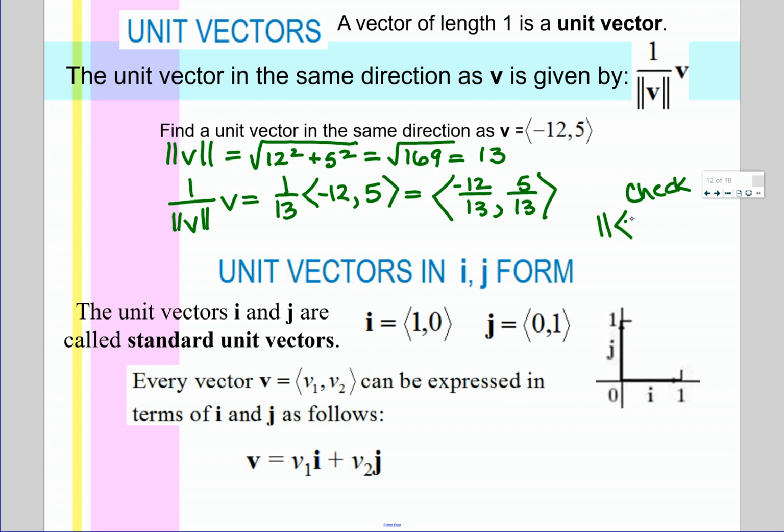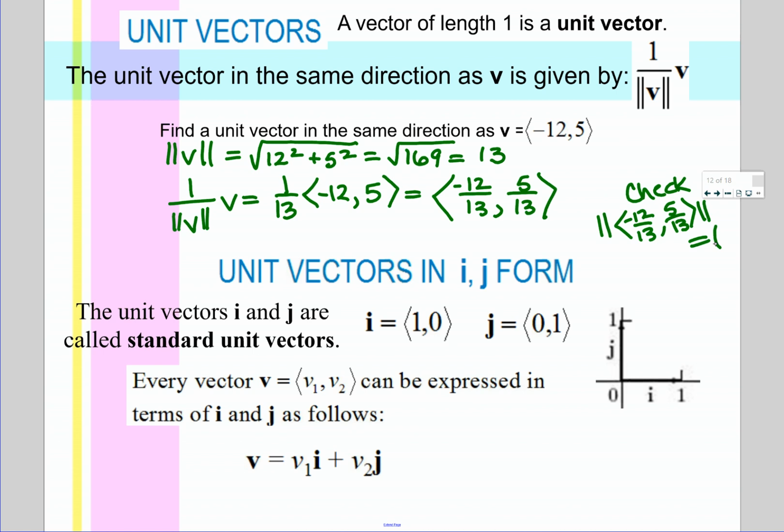And you can make a note to self here if you want to check this. The magnitude or the length of this vector, because it's a unit vector, if you do the Pythagorean theorem with it, should equal 1. Okay, so you can make sure that's right. Quick little formula. Questions on that, getting a unit vector.